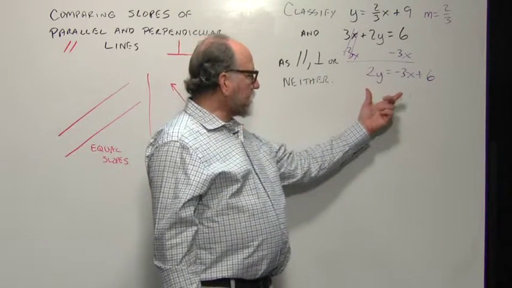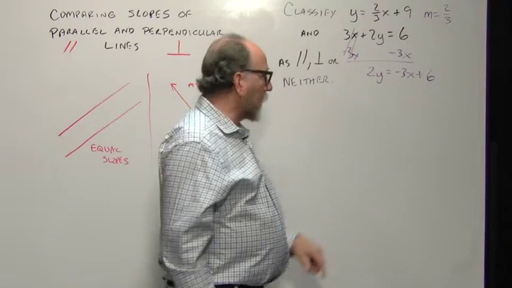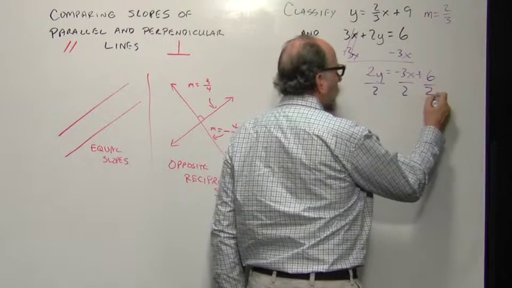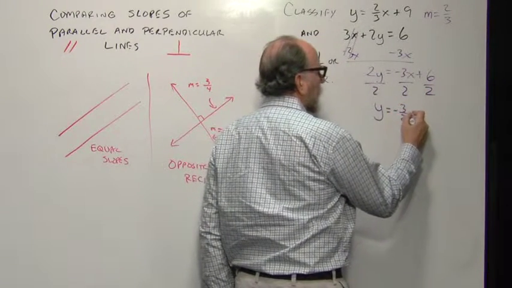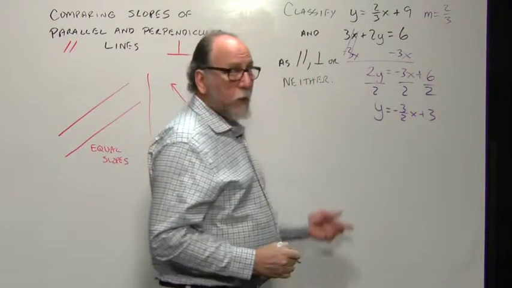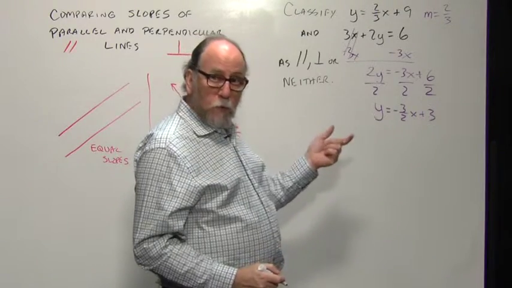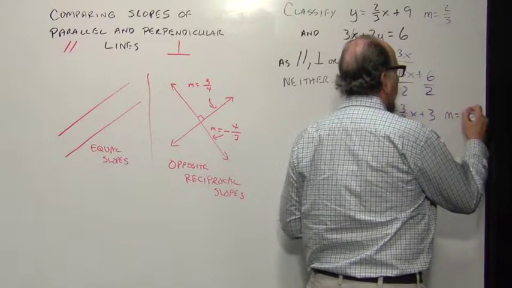And there's one more thing to do. We need y. We have 2y, so we're going to divide each term by 2. And we get y equals negative 3/2 x plus 3. So now that one's in y equals mx plus b form as well. And what's the slope? We can see it right here. It's negative 3/2.